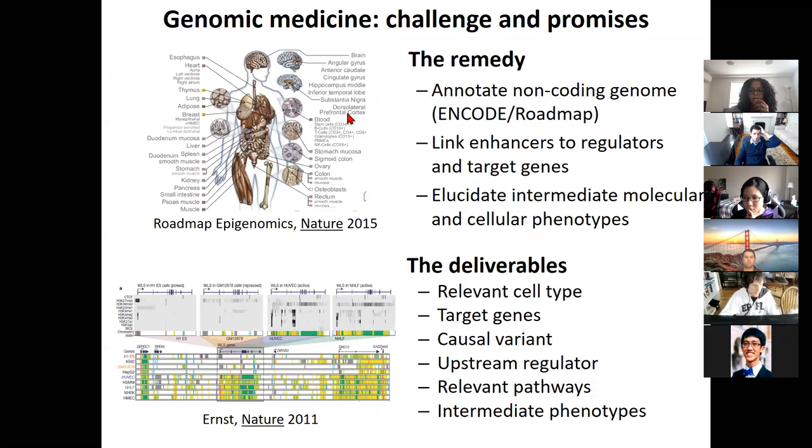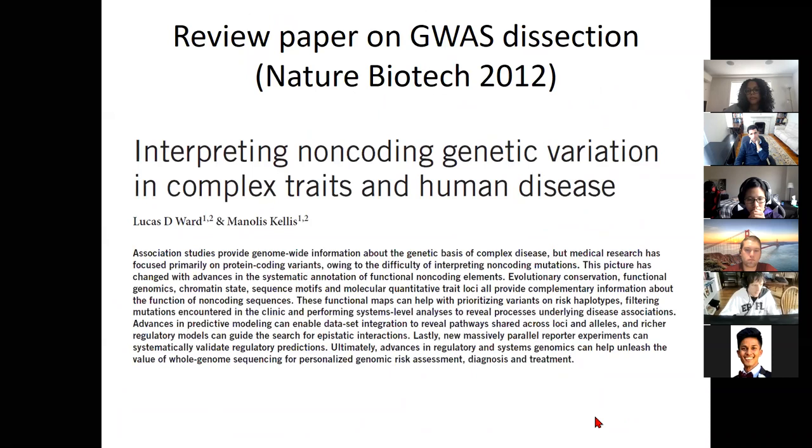So how do we overcome this? That's what this course has been building up to, guys. You should now say, wait a minute, we know how to do this. So we've talked about annotating non-coding regions of the genome, about linking enhancers to regulators and to target genes, about elucidating intermediate molecular and cellular phenotypes for this variation in order to be able to deliver the relevant cell types, the target genes, the causal variants, the upstream regulators, the relevant pathways, and these intermediate phenotypes.